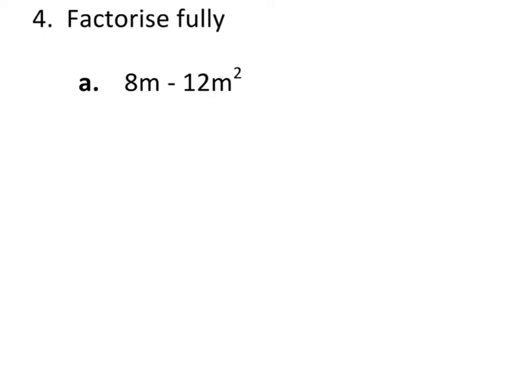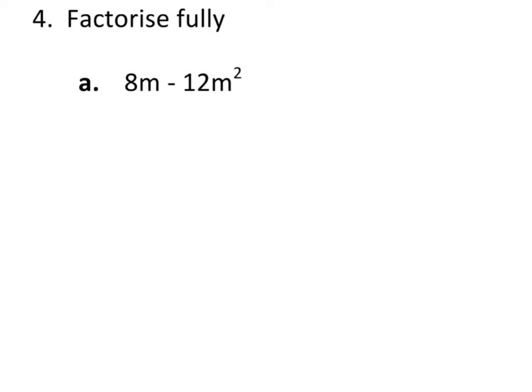This is question number 4 in the non-calculator section. We're asked to factorise fully. The first thing we need to know here is what the word factorise actually means. It means putting the brackets back in. So we've learned 3 different ways of factorising so far. The first of which is taking out the highest common factor. We've also learned about a difference of 2 squares and factorising a trinomial expression.